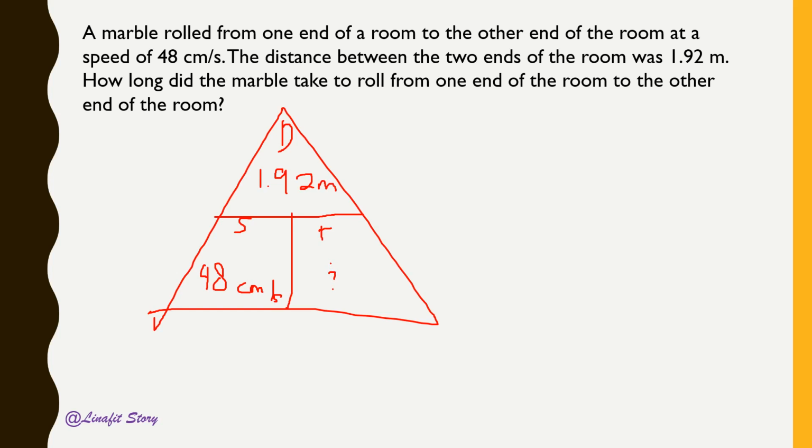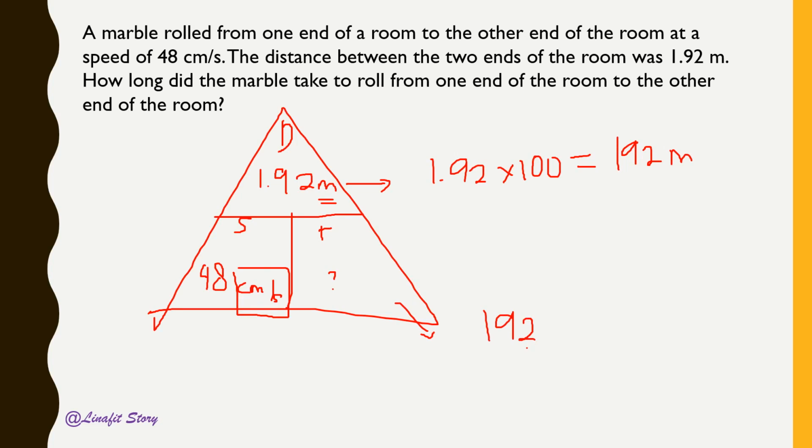Remember that units for distance or the time taken must be consistent. The speed over here is in cm per second. So that's why you must convert meters into centimeters. So 1.92 times 100 equals to 192 centimeters. So to get the time taken would be 192 divided by 48 equals to 4 seconds. So the marble took 4 seconds to roll from one end of the room to the other end of the room.